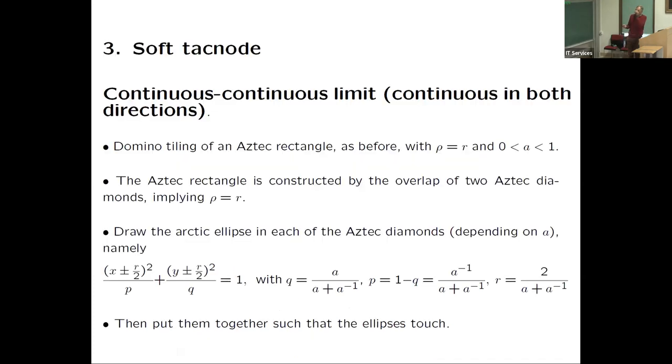I now would like to discuss this soft tacnode in the last few minutes. It's too bad that you can't see the simulation, but I will try to explain what you do here. I'm again going to look at one of these Aztec rectangles, and I look at a case where rho is equal to r. That means the double interlacing basically gets the product of two single interlacings.